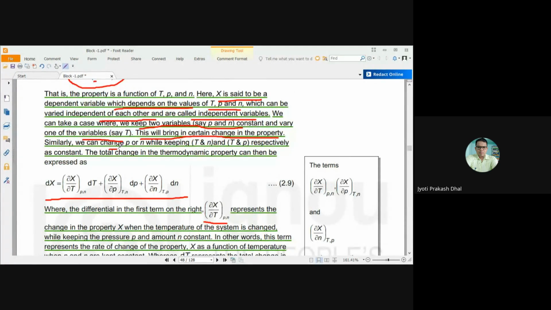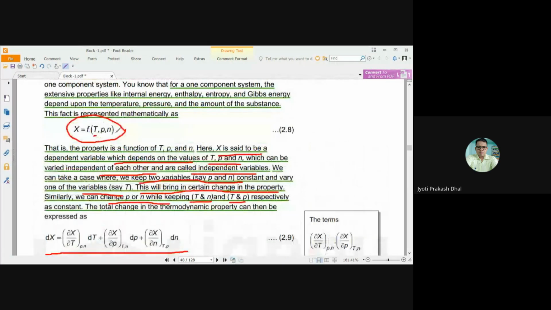Similarly, we can change pressure or number of moles. That means you can change pressure keeping temperature and number of moles constant, and also you can change number of moles keeping temperature and pressure constant, respectively. So here X is a function of temperature, pressure and number of moles.